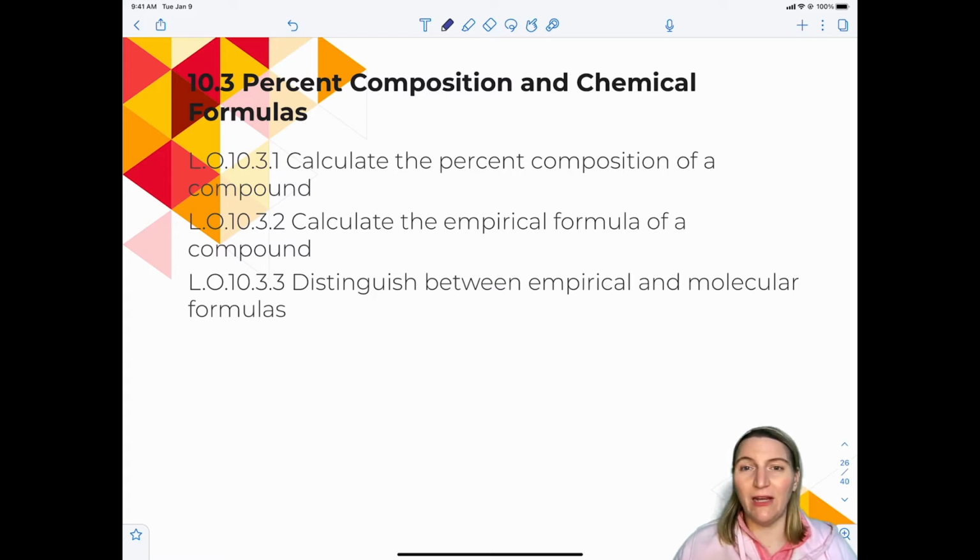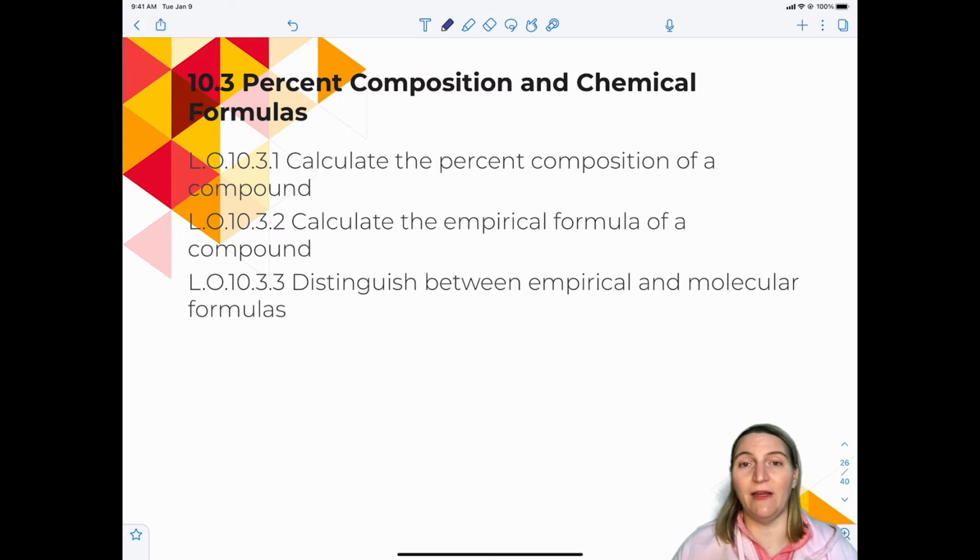So this is going to answer a question that we haven't really talked about yet, which is how do we know? How do we know that water is 2 hydrogen and 1 oxygen? How do we know that salt is 1 sodium for every 1 chlorine? We can't see the atoms, right? So how do we know this? And that's a good question.